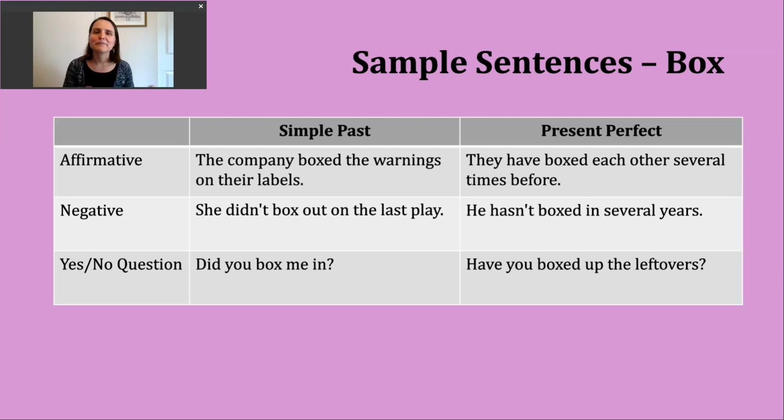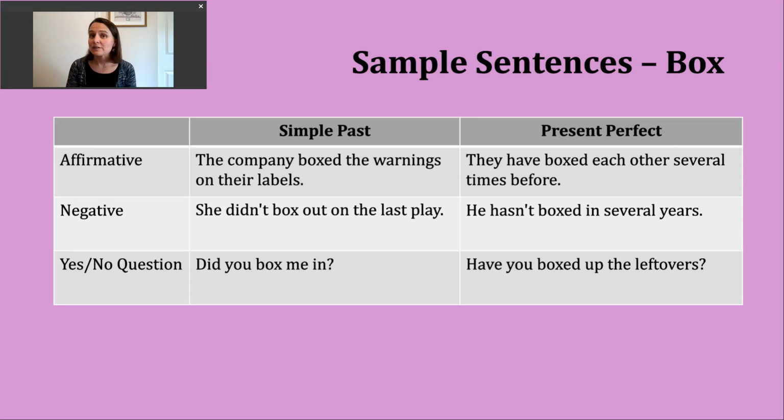This sentence is likely referring back to that first definition of being engaged in the sport of boxing. So two people we're likely referencing here have competed in a boxing match together at some point in the past. If you want to make a negative present perfect sentence, you need to insert not after the have or has, and then continue to use the participle form. He hasn't boxed in several years.